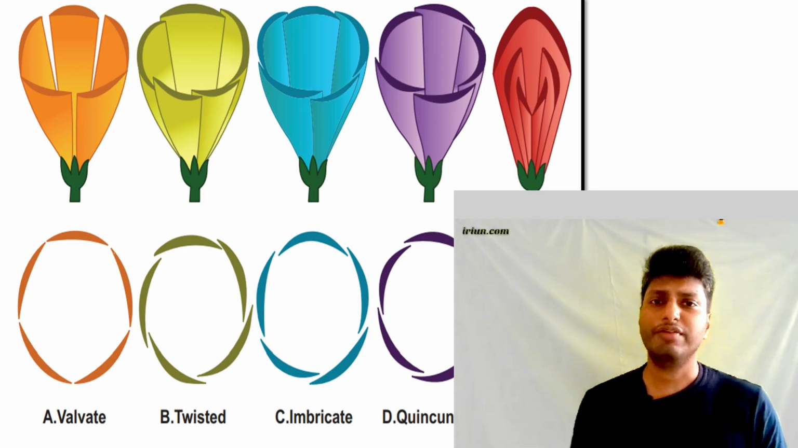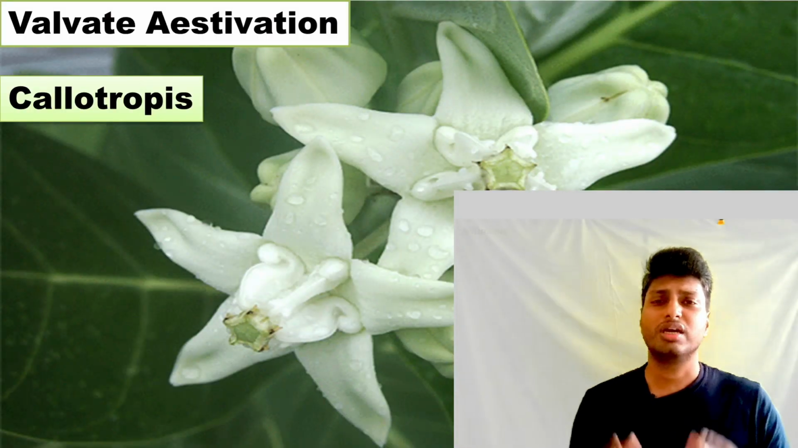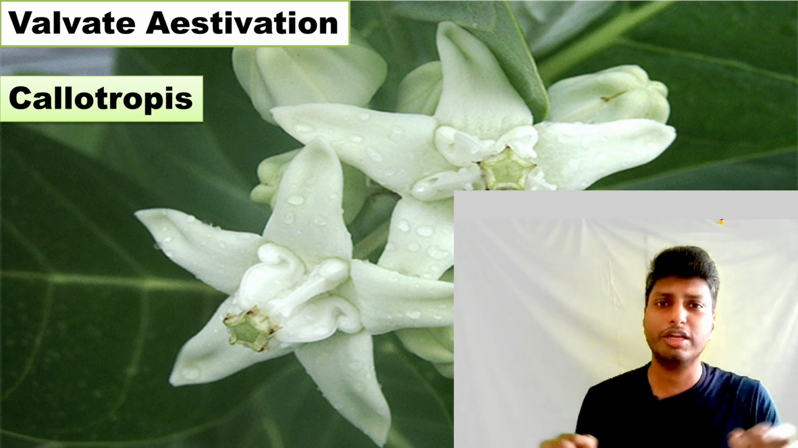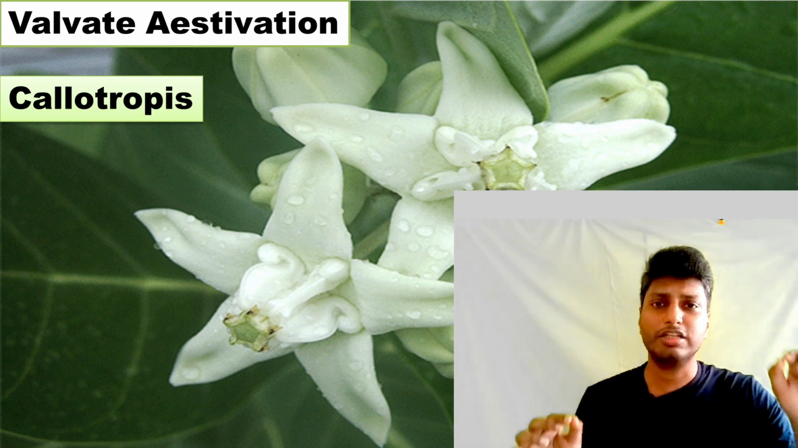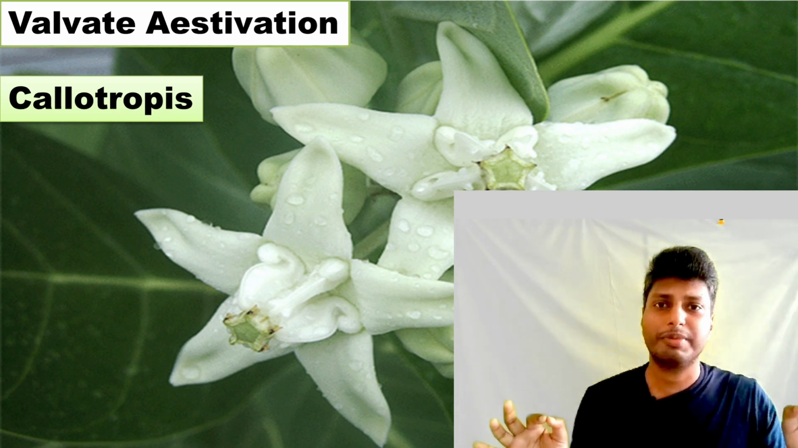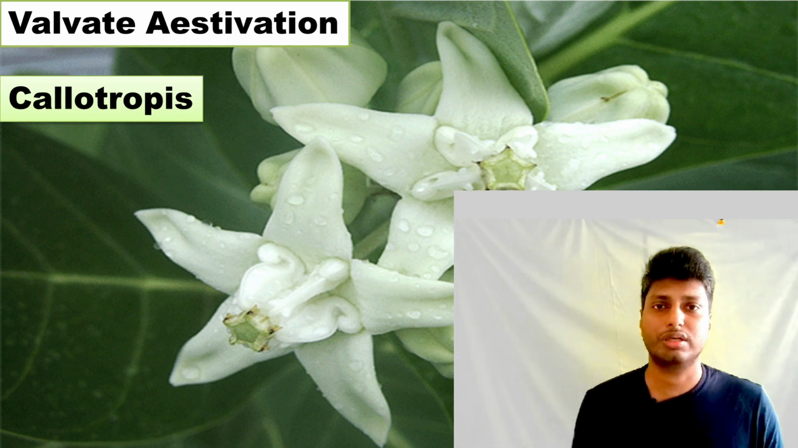Now, the very first is called Valvate aestivation. What is this kind of aestivation? In this type, the petals of the flower are just touching each other. That means the margins of the petals are just touching each other. They are not at all overlapping each other. Such type of aestivation is called Valvate aestivation. The best example of Valvate aestivation is the Calotropis flower.